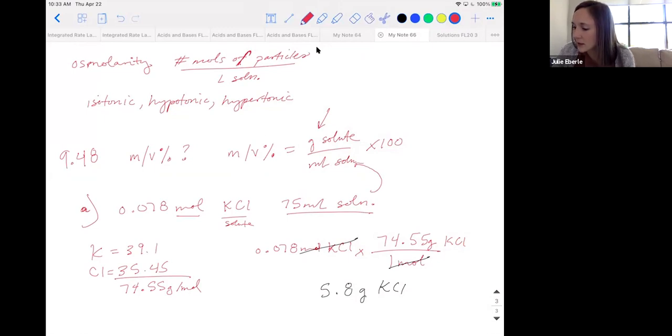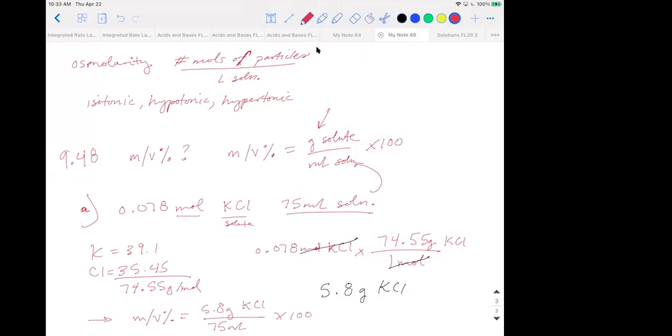So mass volume percent, I guess I'll do it down here. I'll squeeze it in. Mass volume percent equals 5.8 grams of KCl divided by, we don't even have to convert our milliliters, we just plug in the 75 milliliters, times 100.